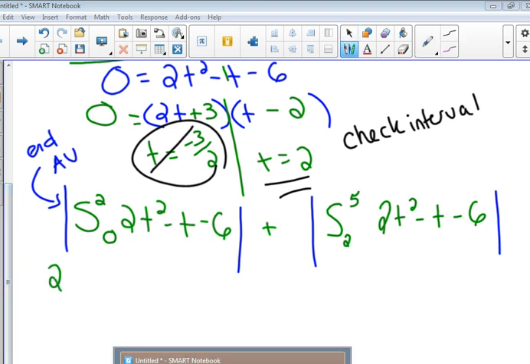So we integrate this, we get 2t cubed over 3 minus t squared over 2 minus 6t. Oh, I should have little dt's in here. Yeah, notation. There we go. Okay, and that's going to go from 2 to 0.